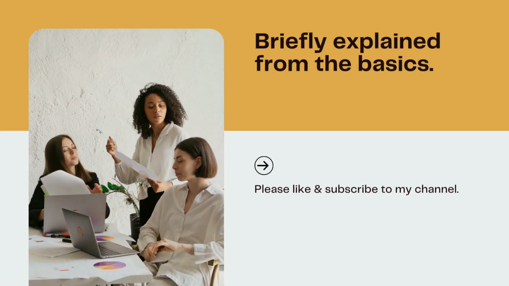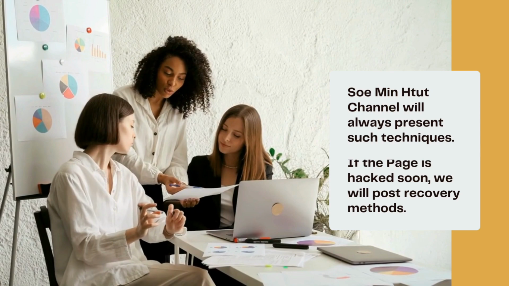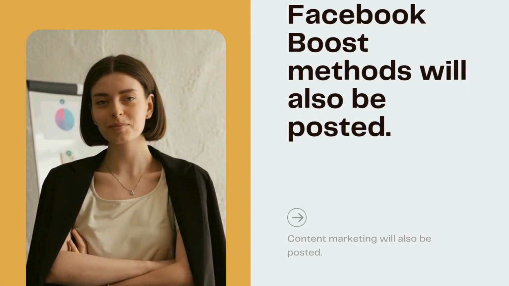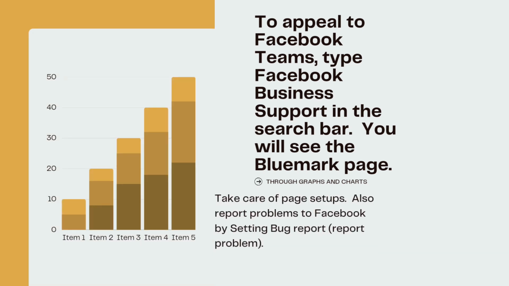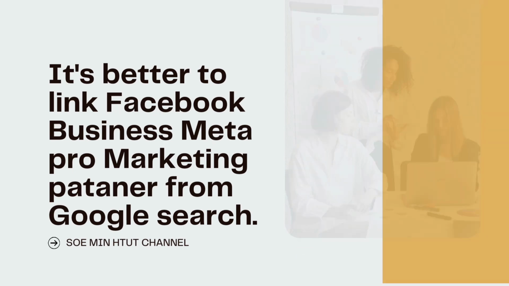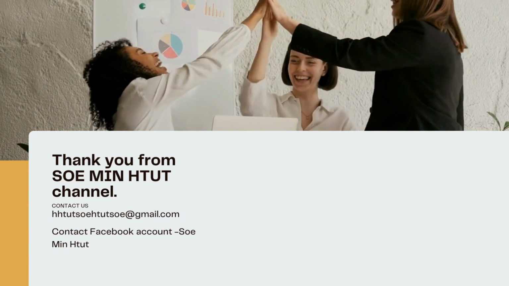Step 2. Choose your video type. There are several types of Facebook page video you can create, such as explainer video. This video explains a product or service in detail. Tutorial video. This video teaches your audience how to do something. Behind the scenes video. This video gives your audience a look into your business or organization. Live video. This video is streamed in real time and can be used for Q&A sessions, product launches, and events. Choose a video type that best suits your goals and audience.